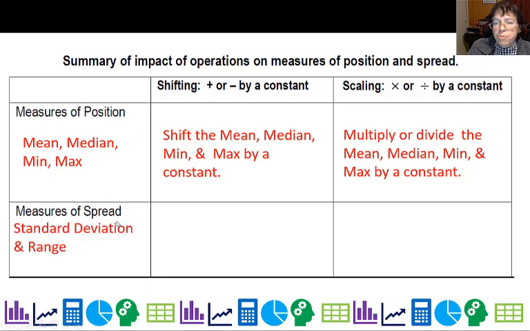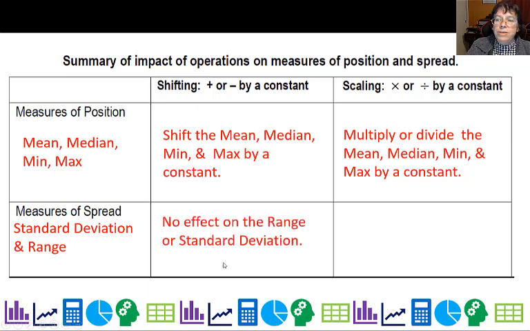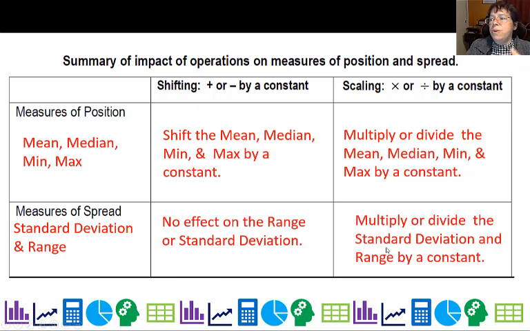Now measures of spread, so far we've learned standard deviation and range. Well, when we add or subtract a constant, we notice that there was no effect on the range or the standard deviation. But when we multiply or divide, we did see an effect. So any factors that are multiplying or dividing will affect any measures of spread, like the standard deviation and the range.